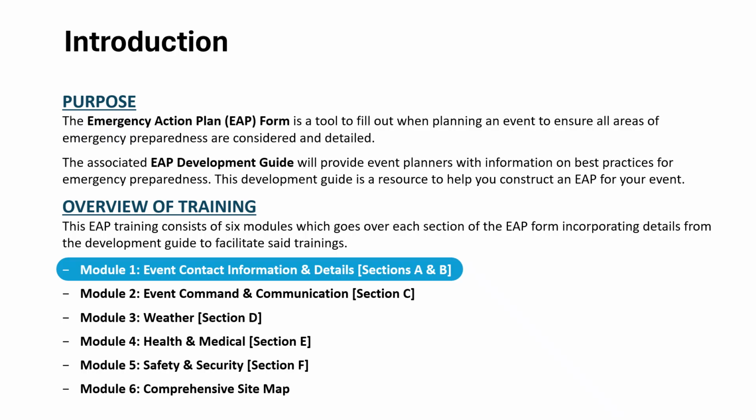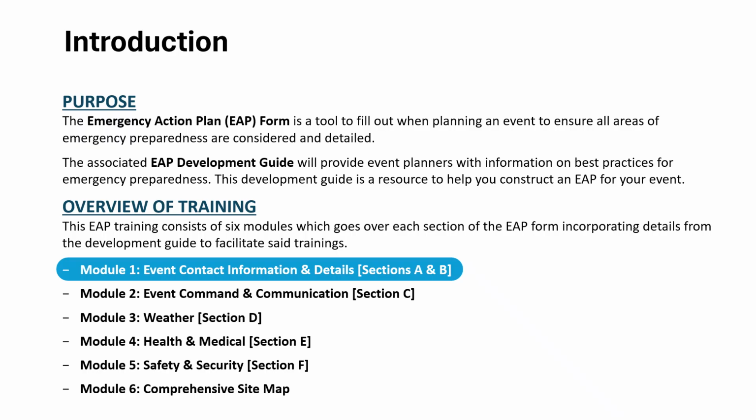This EAP training consists of 6 modules, which go over each section of the EAP form. Module 1, Event Contact Information and Details, Sections A and B. Module 2, Event Command and Communication, Section C. Module 3, Weather, Section D. Module 4, Health and Medical, Section E. Module 5, Safety and Security, Section F. And Module 6, Comprehensive Site Map.